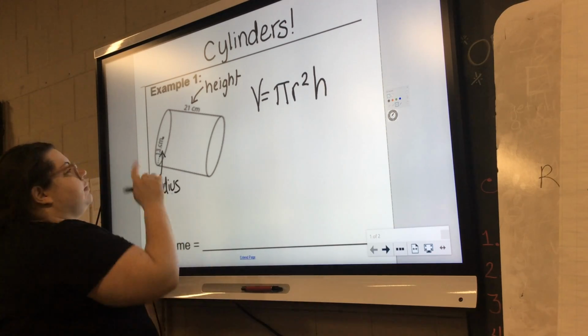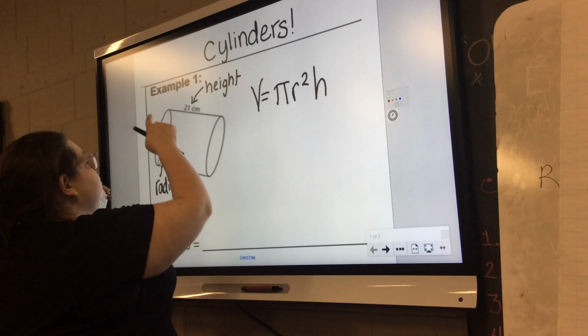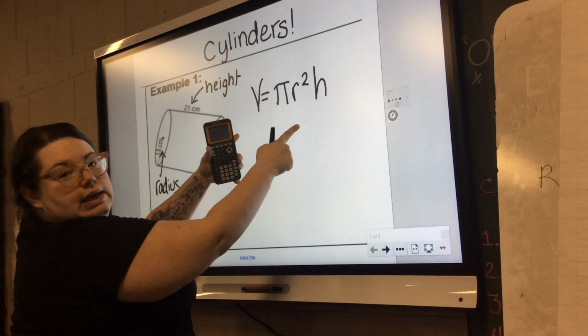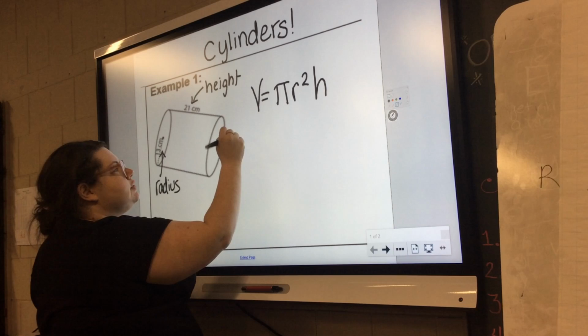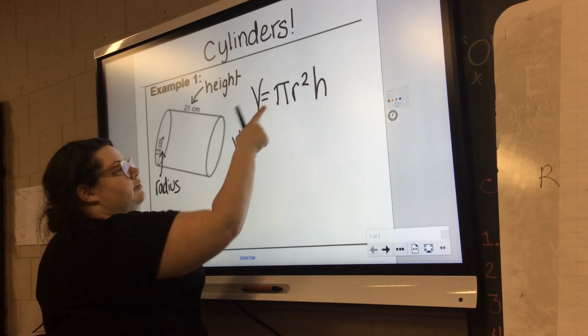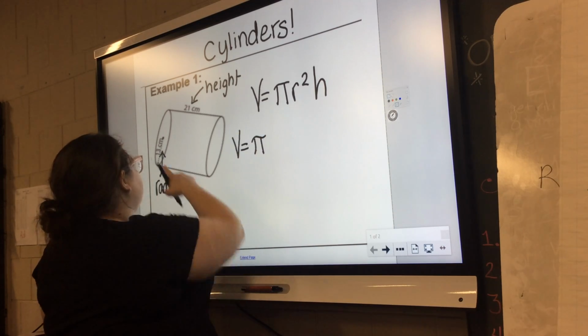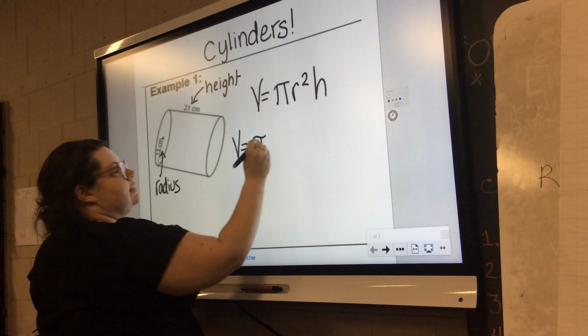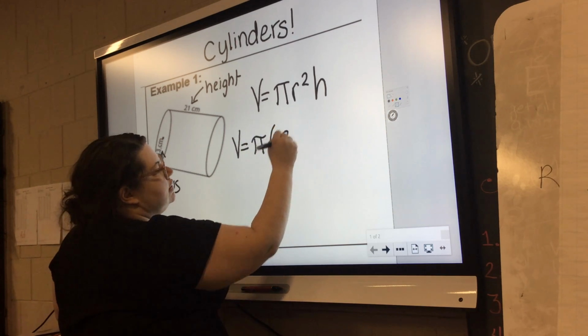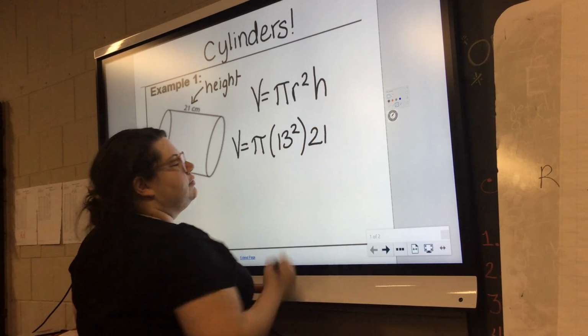Okay? So what I'm going to do here is I'm going to erase and replace. I'm going to substitute the values they gave me in the picture into the equation. So V stands for volume, which I don't know. Volume equals pi, which we can approximate, r squared, which in this case my radius is 13, so 13 squared, and my height is 21 times h.